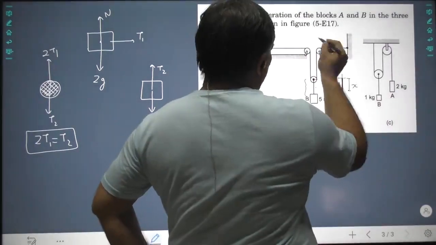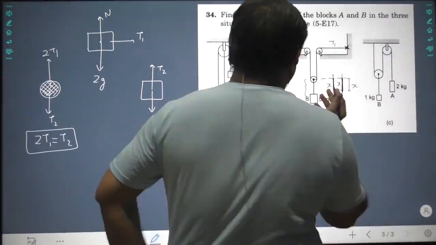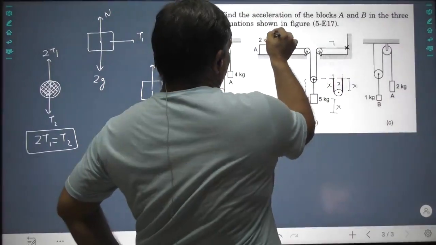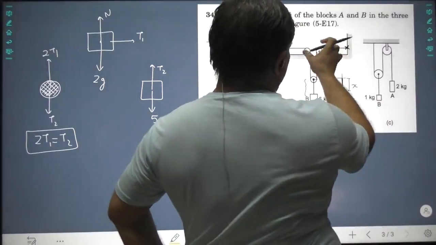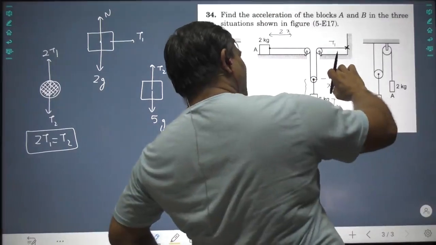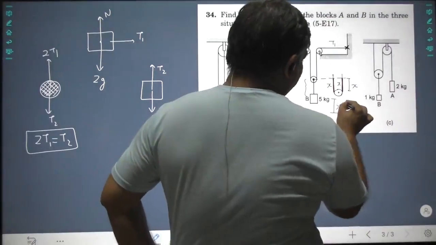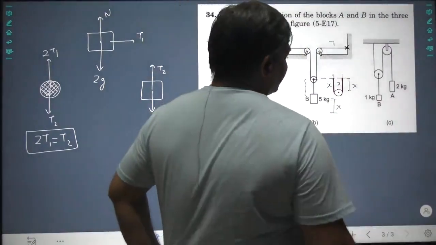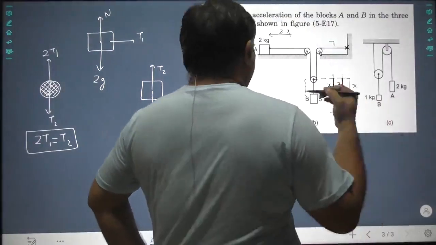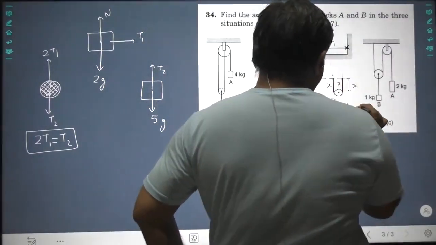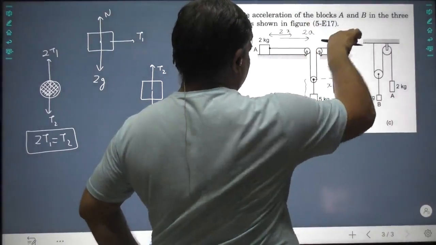Now 2X units of free string is needed. This part is fixed. So who will move? This end will move. How much? 2x. If this moves 2x, you get 2x units of free string, which you adjust x and x on both sides. So this is x, then this becomes 2x. So in the same ratio, acceleration and velocity are there. So if this has acceleration a downward, then this will have acceleration 2a in this direction.